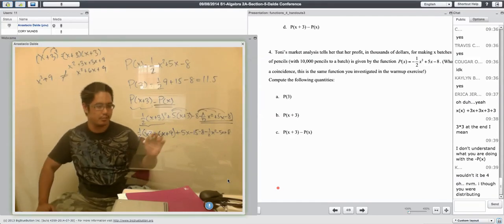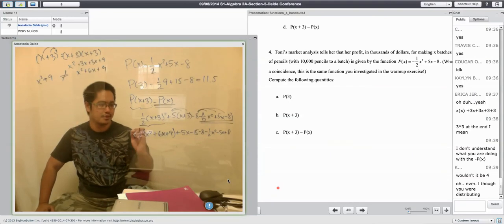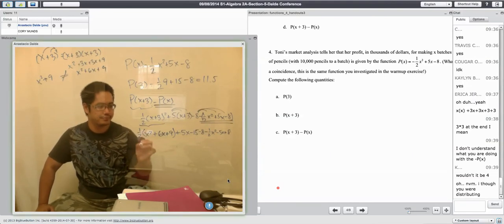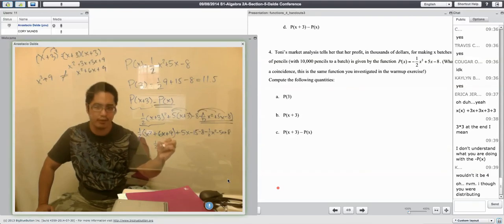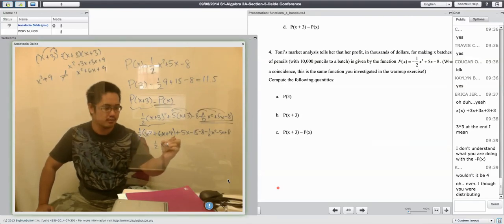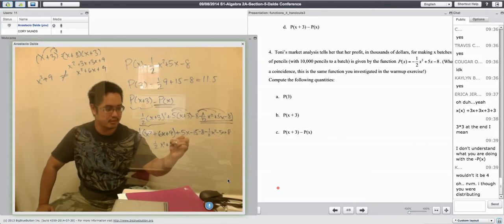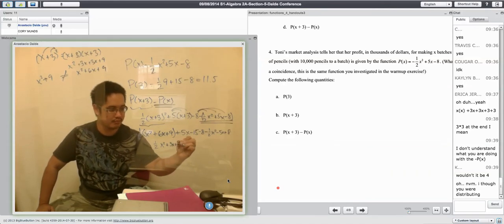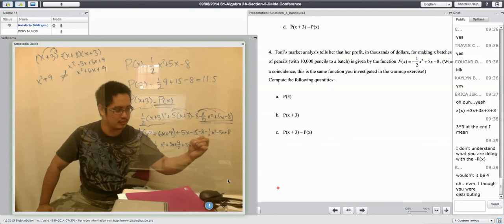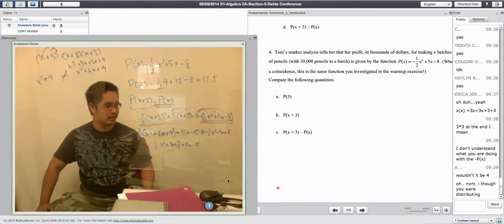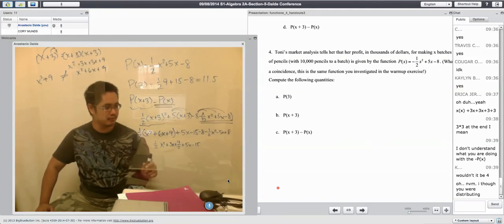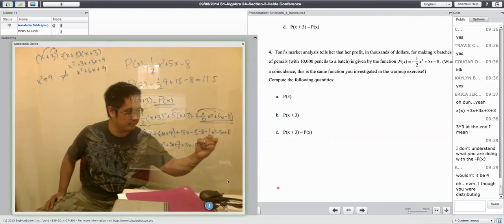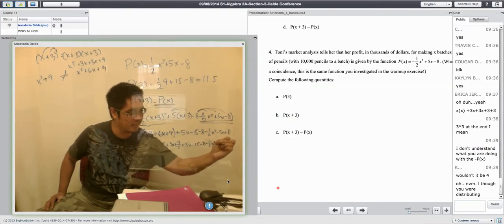Oh yeah, I'm not finished distributing. Okay. I'm going to distribute this 1/2. So I have 1/2 x squared plus 3x plus 9/2 plus 5x minus 15. And minus 8 minus 1/2 x squared minus 5x plus 8.